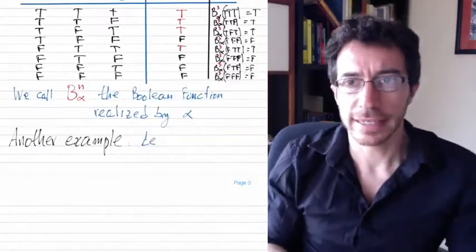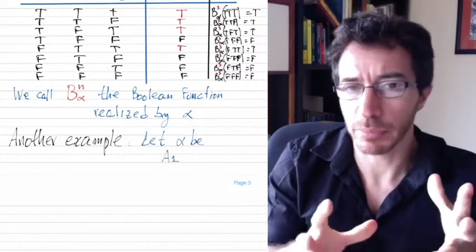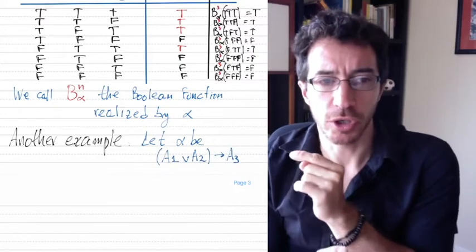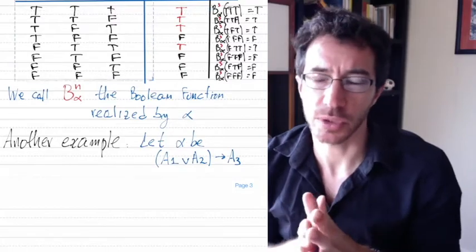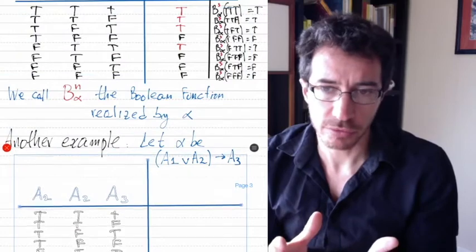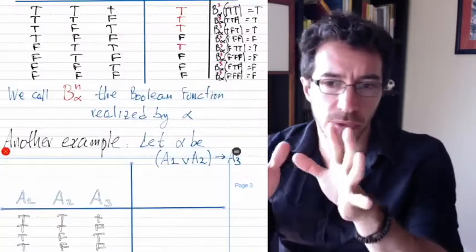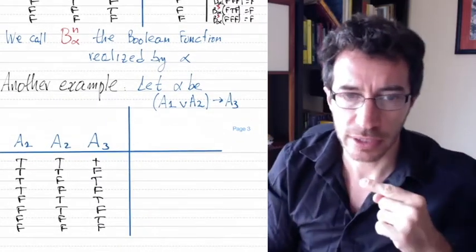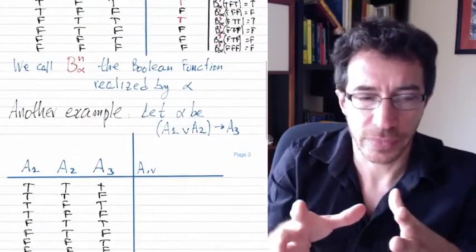Okay? Let us quickly look at another example, a more composed example. So let alpha be the formula a1 or a2 altogether implies a3. So what is the Boolean function associated to it? So what we need to do is essentially do the truth table for this formula right here. So for the truth table, we start with the 8 combinations for a1, a2, a3 right there, and then we want to find the truth table for this whole thing.